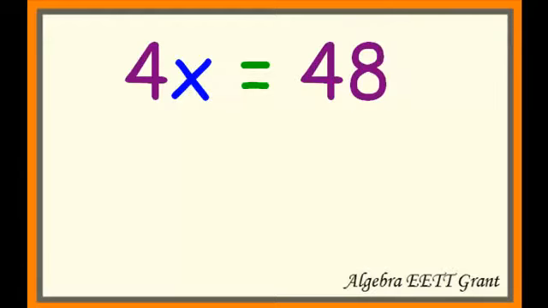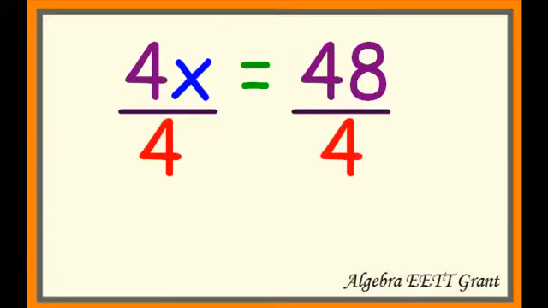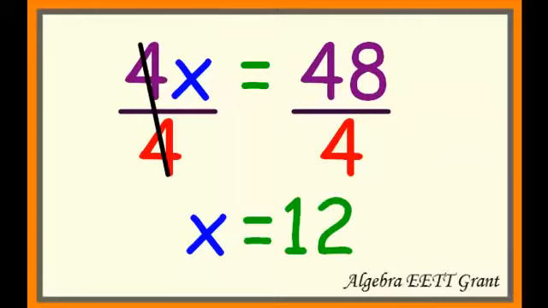On this example, instead of having a number added to x, now it's multiplied. How do you get rid of something that's multiplied by x? Well, to divide it off, what we do is its opposite, and the opposite of multiplying is dividing. So we're going to divide both sides by 4. Now on the left side, the 4's cancel off, and you're going to get x equals, and 48 divided by 4 is 12. So now we know the value of x in this equation is 12.